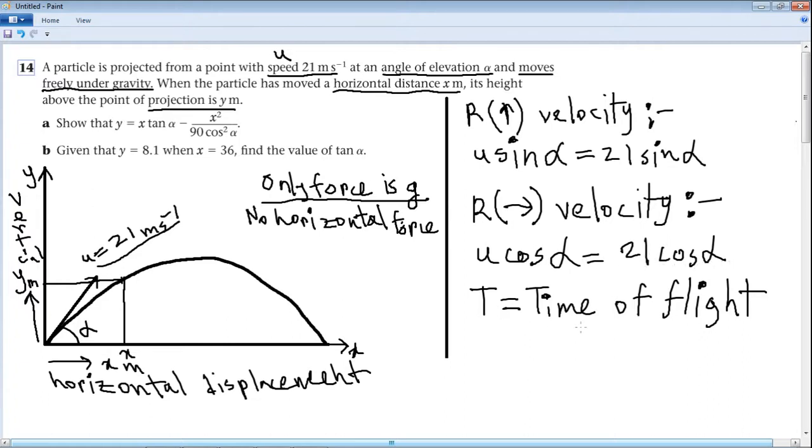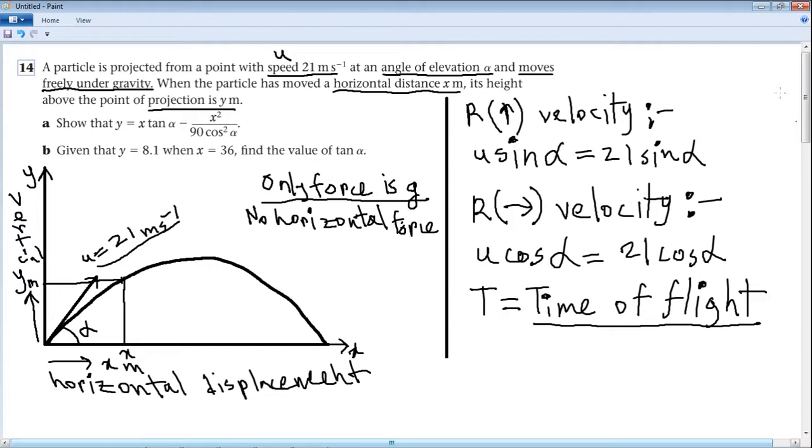And what is meant by t? We can say t is the time of flight. What is meant by time of flight? Time of flight means the total time taken by the particle for the whole journey of the projection. I hope that you have got it clear.